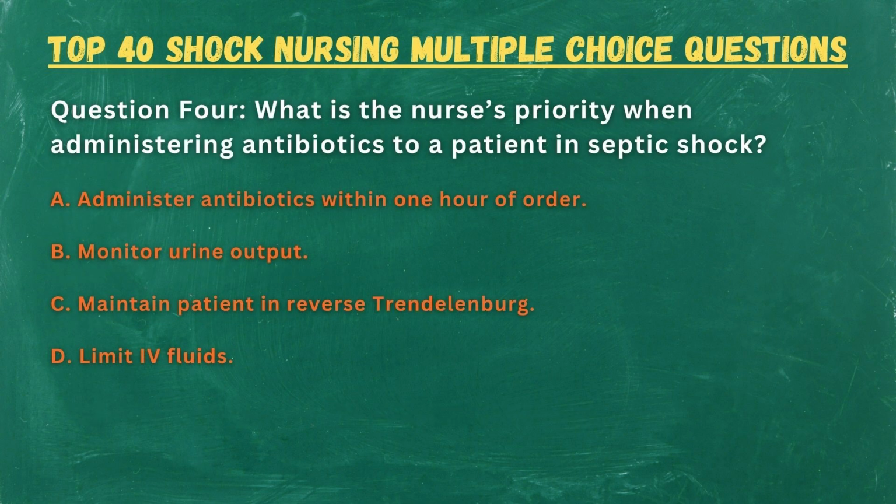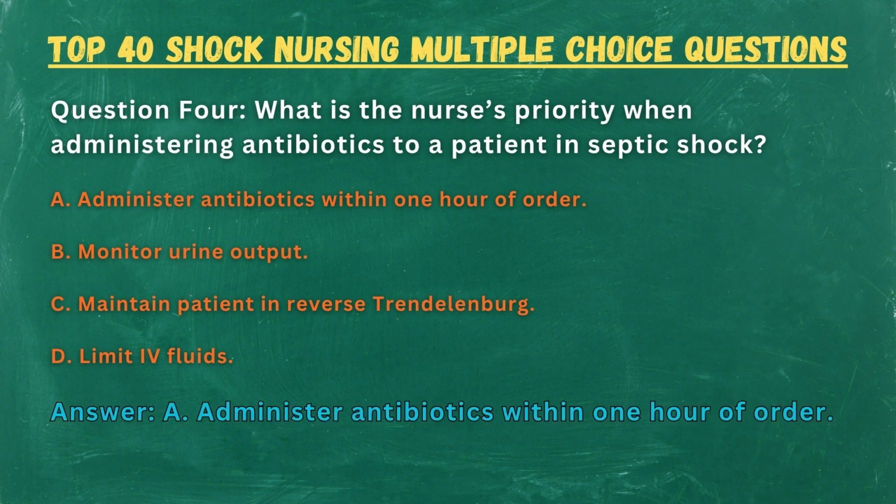Question 4. What is the nurse's priority when administering antibiotics to a patient in septic shock? A. Administer antibiotics within 1 hour of order. B. Monitor urine output. C. Maintain patient in reverse Trendelenburg. D. Limit IV fluids. Answer. A. Administer antibiotics within 1 hour of order.